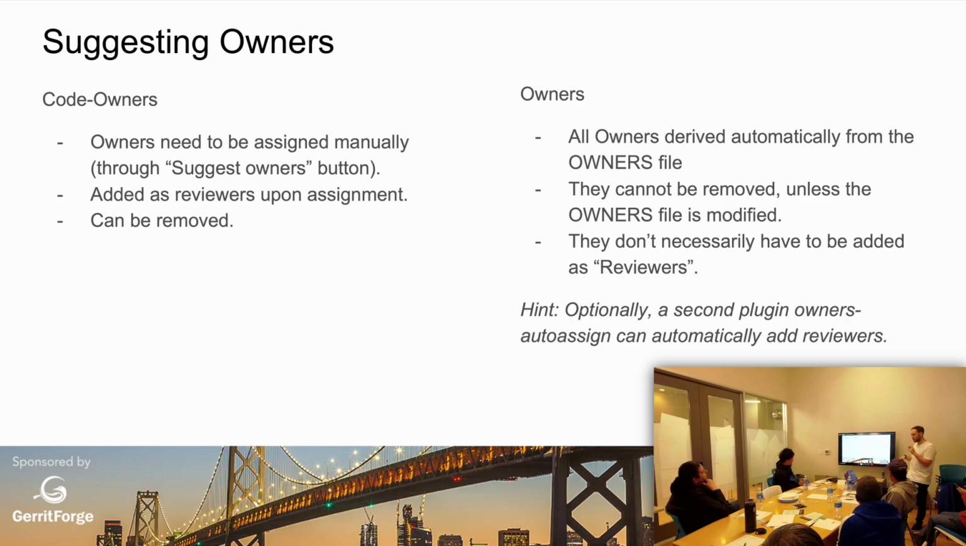While in the owners plugin, all of the owners are derived automatically from the owners file. They cannot be removed in the UI easily. Someone needs to go and change the owners file for the owners to change. You can't just do whatever you want. And they're not necessarily added to the reviewers. However, there is a second plugin that can do that for you, and we'll look at that in a second. So, how can you automatically assign the owners to the reviewers part?